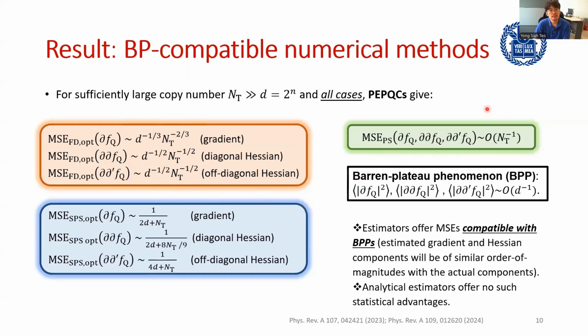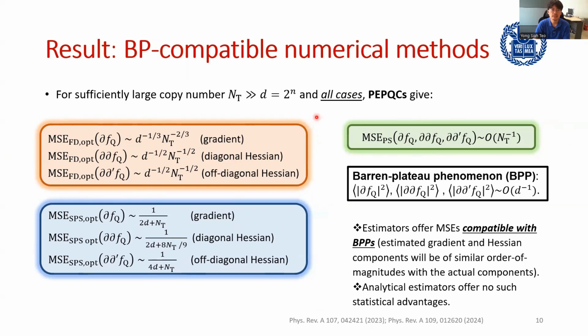On the other hand, the mean square error for the analytical method does not share this favorable scaling behavior. It only scales with the number of copies. So for a fixed number of copies, we see that the statistical errors don't drop with the number of qubits as compared to the optimized numerical methods.